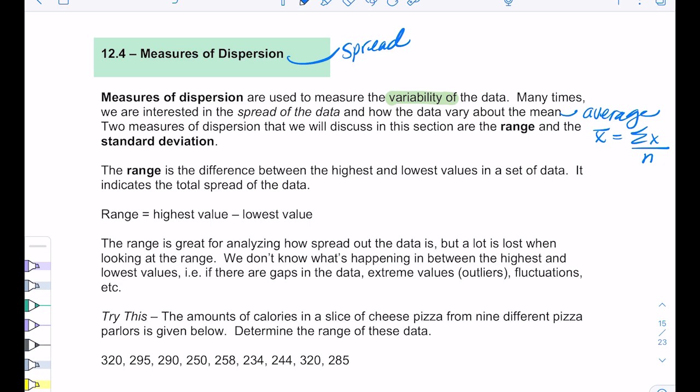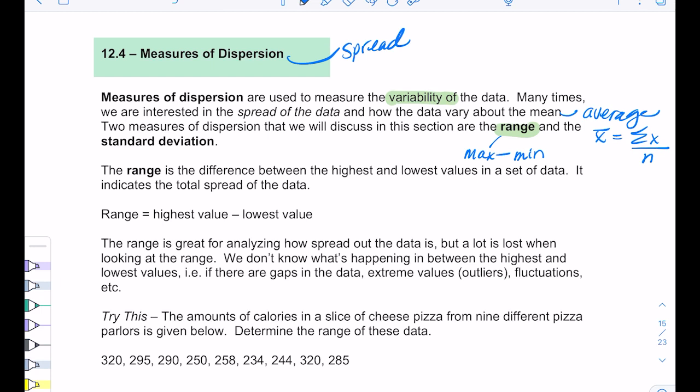So the two measures of dispersion that we're going to discuss in this section are the range and the standard deviation. The range is just the highest value or the maximum minus the lowest value, which is the minimum. So it's max minus min. The range is helpful to know how spread out the data is, but what's a disadvantage of the range is that we don't know what's going on in between the lowest and highest values. So when we want to look at the variability within, we're going to look at the standard deviation.